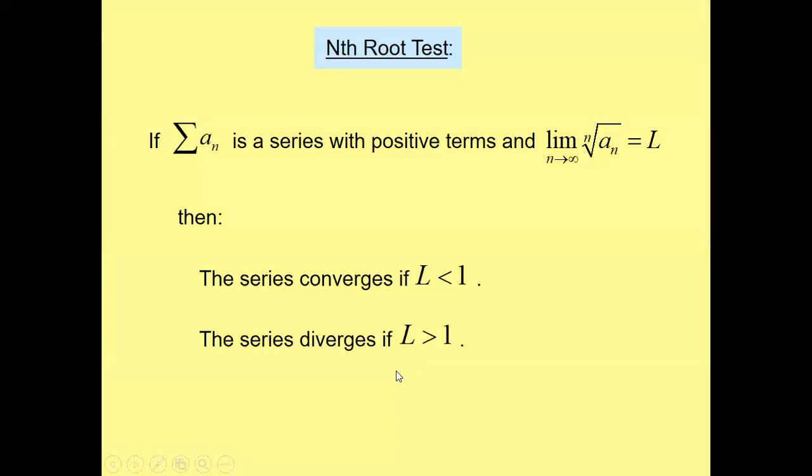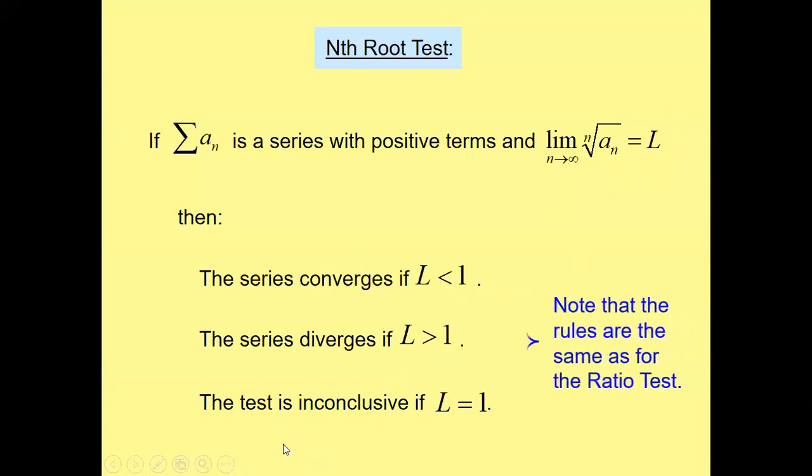The series diverges if the constant is greater than 1. And the series is inconclusive if that constant is equal to 1. So that limit, whatever it comes out to, will tell me whether or not that series converges or diverges. And note, this is exactly the same rules as our ratio test. So the nth root test and the ratio test, we like to think about together. That's why they're both together at the bottom of your series flow chart.